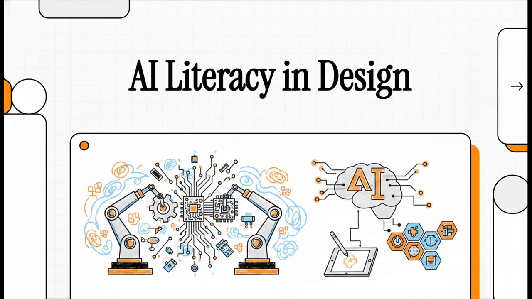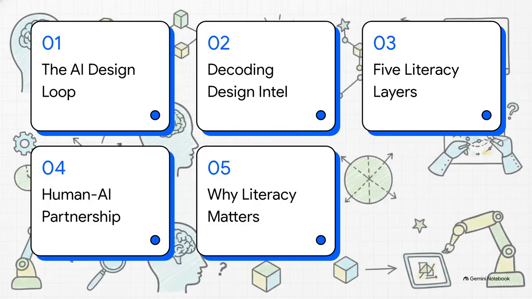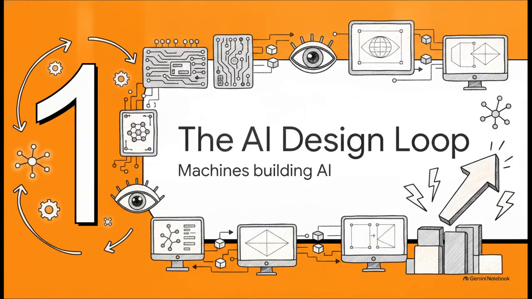It comes down to something called artificial intelligence literacy in design intelligence. So, here's our roadmap for today. We're going to break this all down step by step. First, we'll look at the AI design loop. Then we'll decode exactly what design intelligence actually is. After that, we'll break down the 5 layers of literacy, explore the human-AI partnership, and finally, we'll wrap up with exactly why all of this matters so much. All right, let's jump right into section 1, the AI design loop.